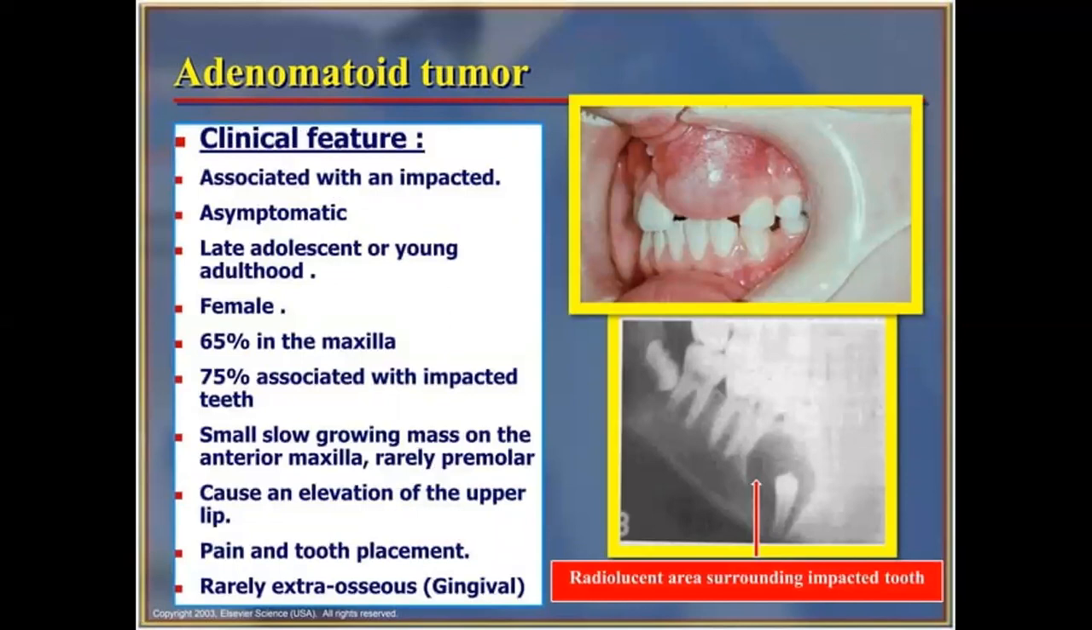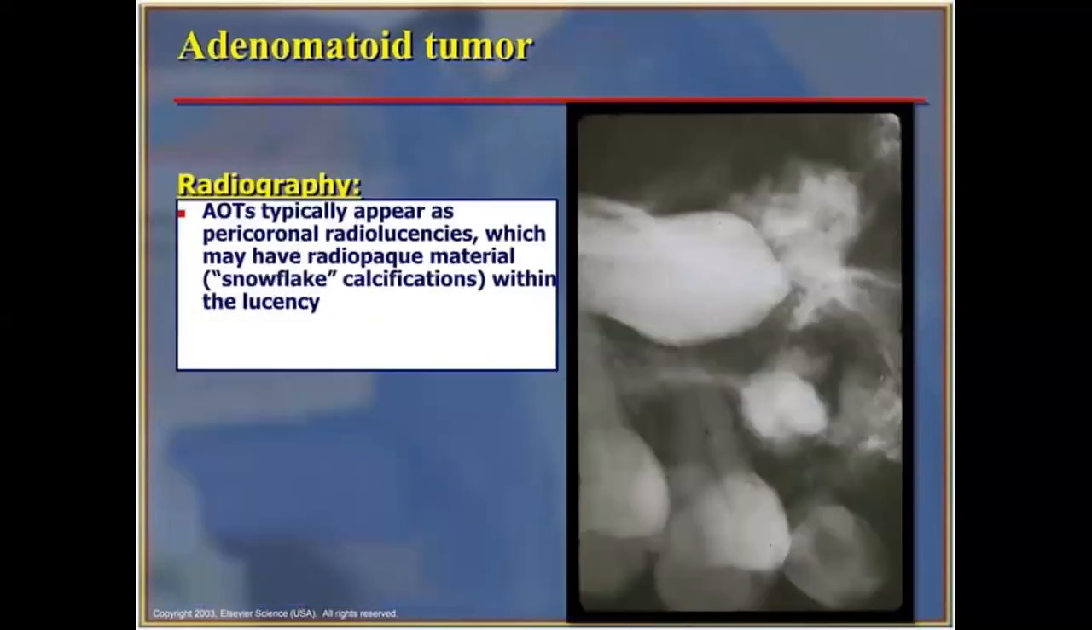As for the clinical features, the adenomatoid tumor is associated with an impacted tooth, asymptomatic, in late adolescence or young adulthood, female, and in 65% in the maxilla. It may cause an elevation of the upper lip, pain and tooth displacement, rarely extraosseous, gingival mainly. So in the pictures, you can actually see a demonstration of adenomatoid tumor.